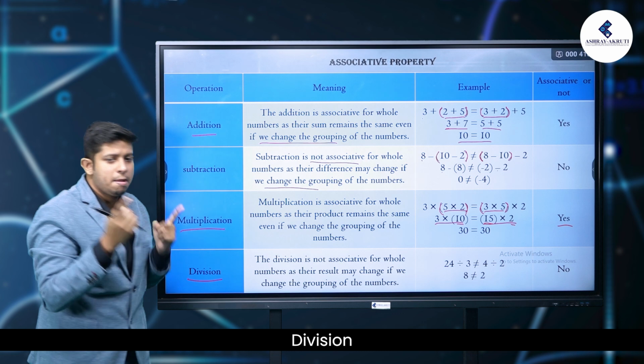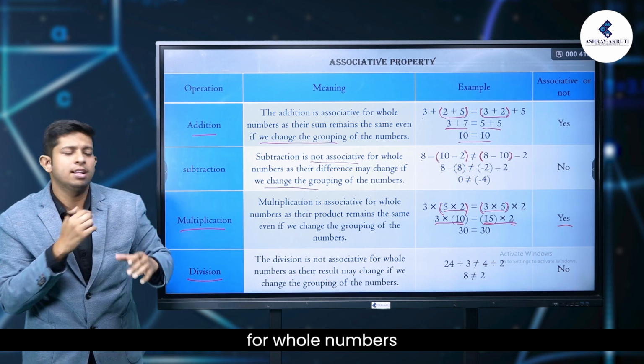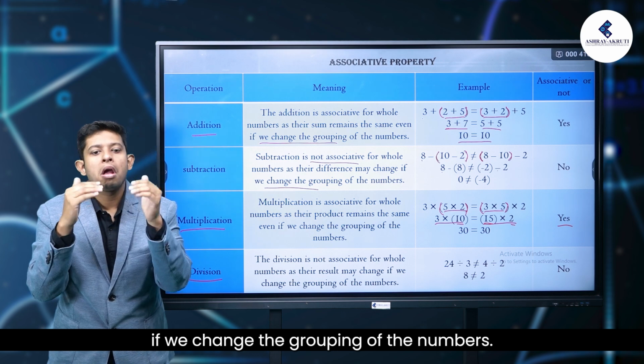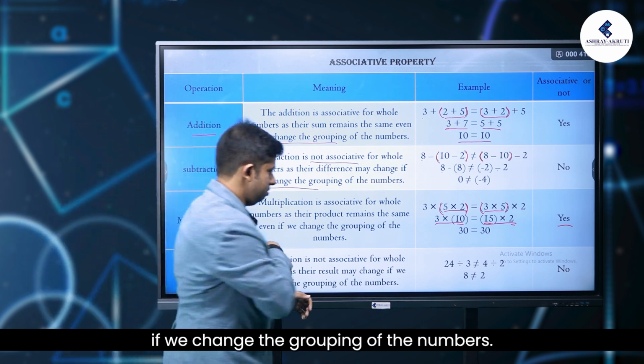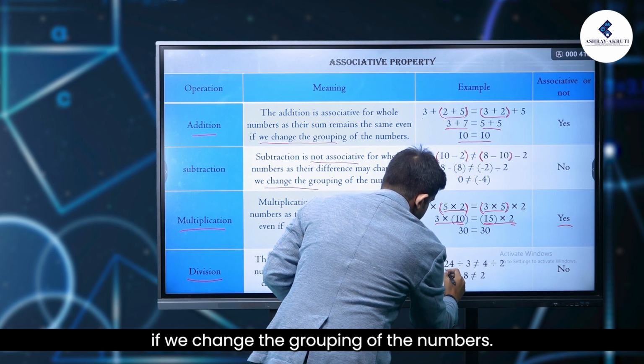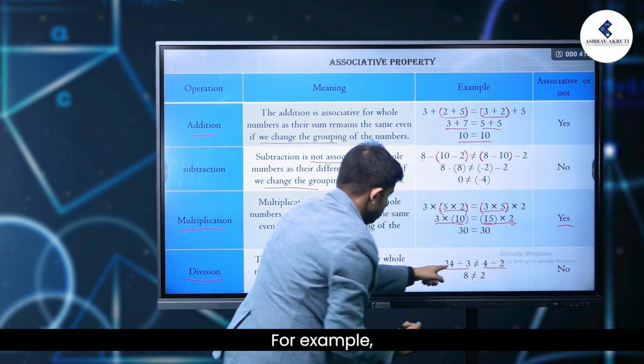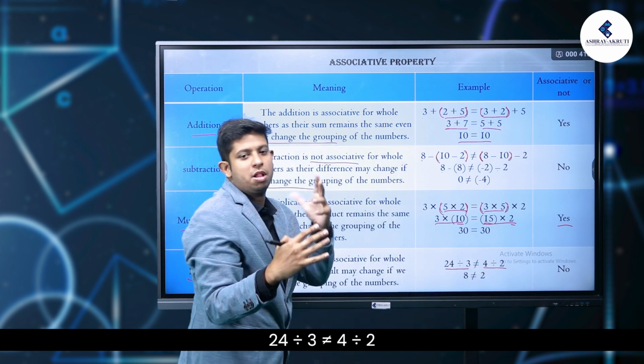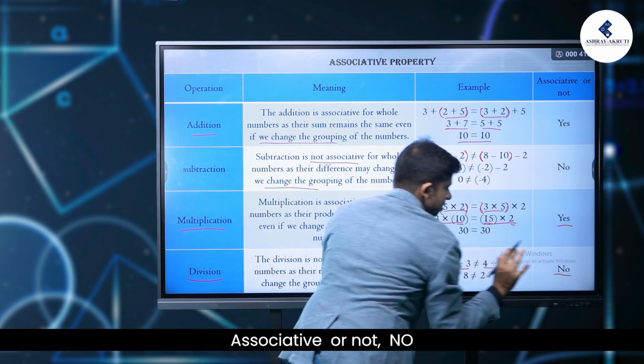Division. The division is not associative for whole numbers as the result may change if we change the grouping of the numbers. For example, (24 divided by 4) divided by 2 is not equal to 24 divided by (4 divided by 2). 3 is not equal to 12. Associative or not? No.